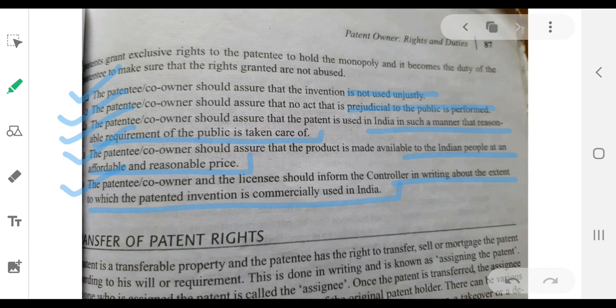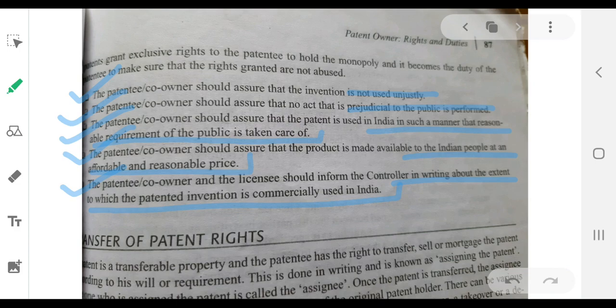I again recapitulate. The patentee and co-owner should assure that the invention is not used unjustly. They should assure that no act prejudicial to the public is performed. They should assure that the patent is used in India in such a manner that the reasonable requirement of the public is taken care of, and that the product is made available to Indian people at an affordable and reasonable price. The patentee, co-owner and the licensee should inform the controller in writing about the extent to which the patented invention is commercially used in India.